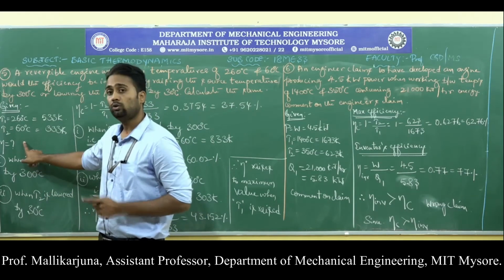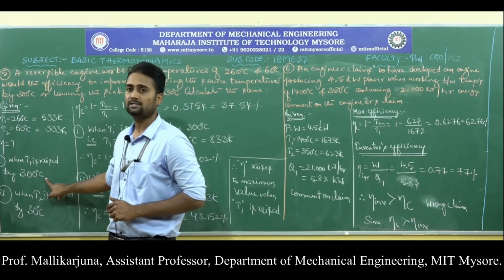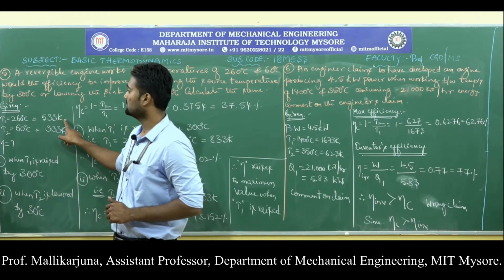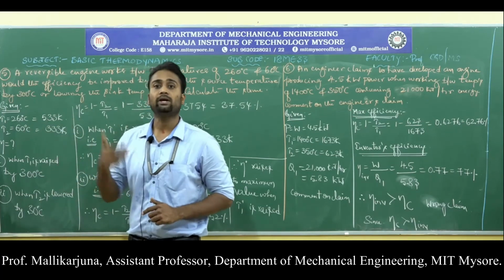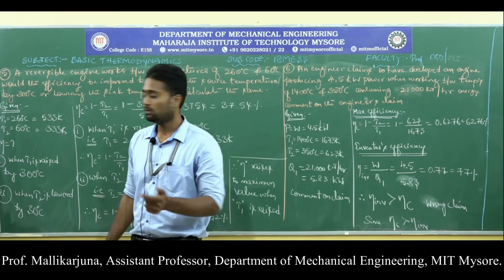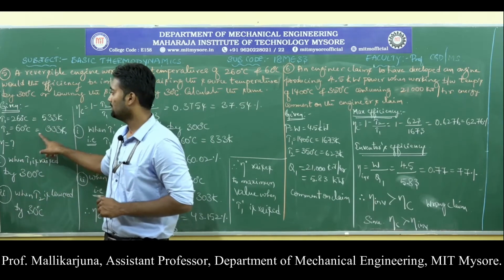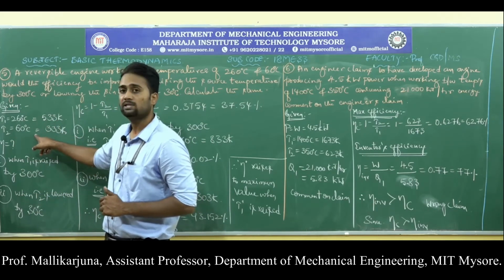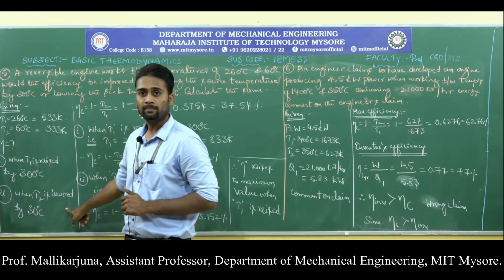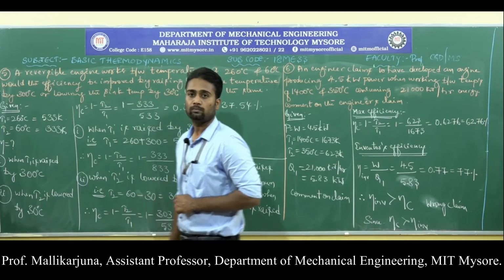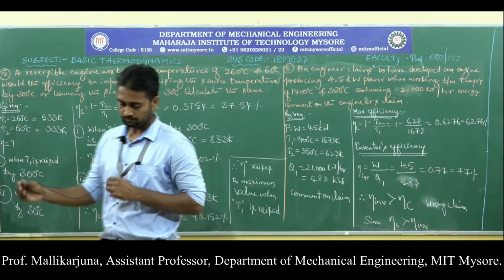Next thing, would the efficiency be improved by raising the source temperature by 300 degrees centigrade? What is the initial temperature that we have? 260 degrees centigrade. By raising this by 300 degrees centigrade, is it possible to raise the efficiency, or by lowering the temperature by 30 degrees Celsius? What was the initial sink temperature? 60 degrees Celsius. By reducing this temperature by 30 degrees centigrade, can the efficiency be improved? These are the two questions that are with us. Let us look at the solution now.